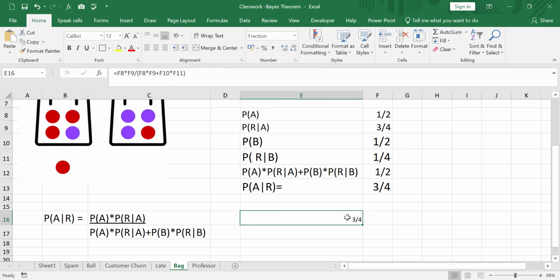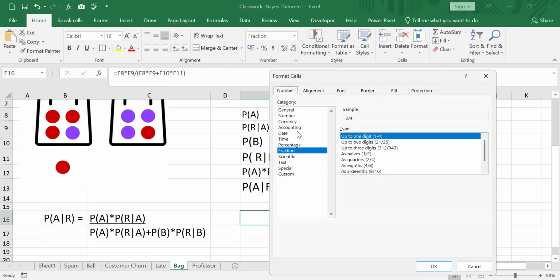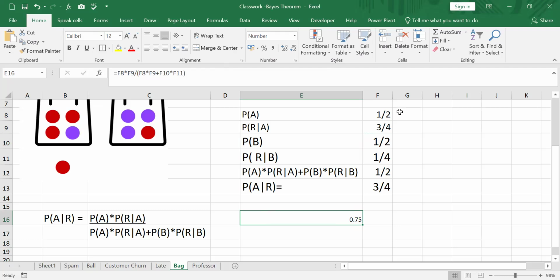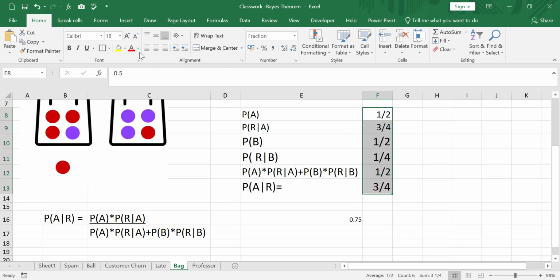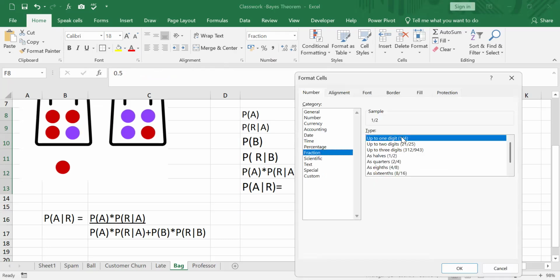Now here it is coming 3 by 4 because I declared this in format cells. I declared this number as a fraction. If I declared it as a number with two decimal places, then it would have come as 0.75. So don't worry. Otherwise, if you say 1 by 2, it will come to 3.5 also. So here also I had formatted the cells as fractions, with up to 1 digit in the denominator or numerator, so I had to accordingly do that.